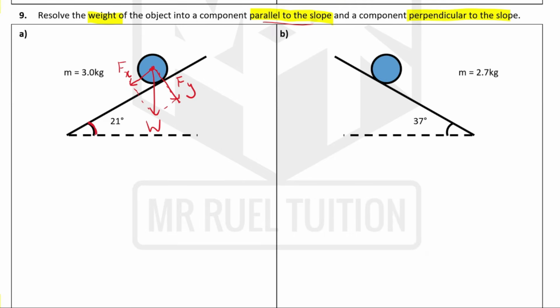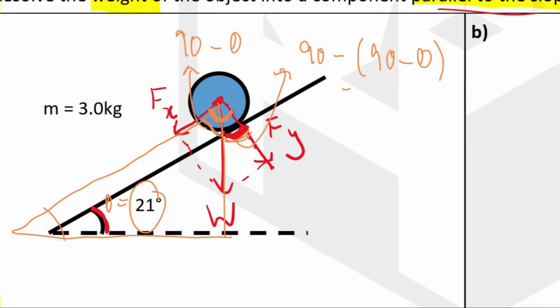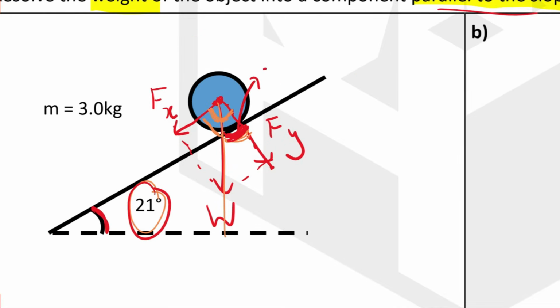Now immediately you should mark the angle whenever there's slopes. This angle, whatever it may be, will be the same as this angle. That's because when we work it out, this is a right angle triangle. This angle is 21. That would mean this angle is 90 minus theta. And this is another right angle here, which means this angle will be 90 minus theta, which is just theta. And so whatever angle is here will be the same here as well, 21 degrees.